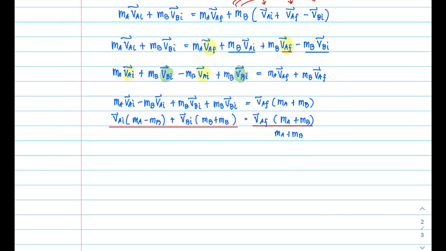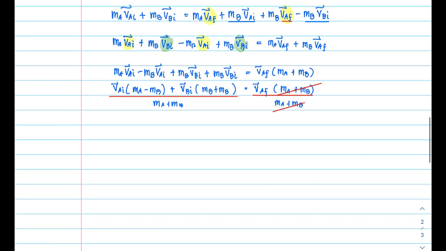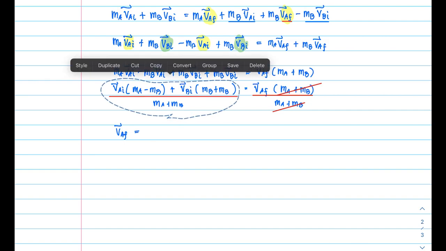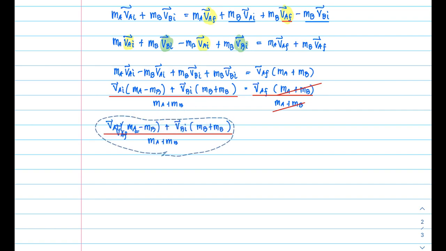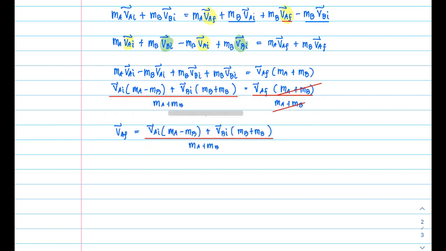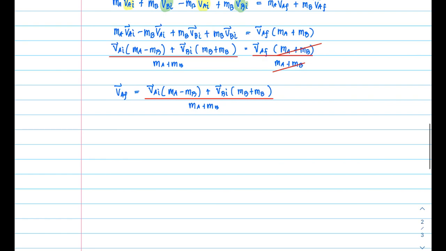So MA plus MB, I will also do that here, plus MB. And as you can see, on the right-hand side, this one will cancel out. So I am now left with VAF, which is the equation that I am looking for. So I'm just going to rearrange the position, so VAF will just be this one over here. So copy, paste. All right, so that's your VAF.